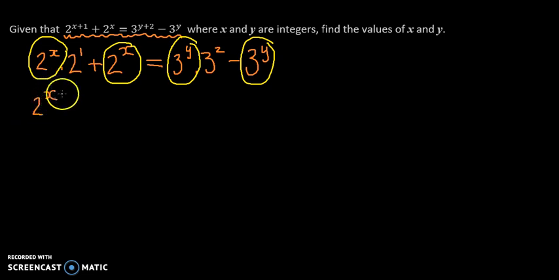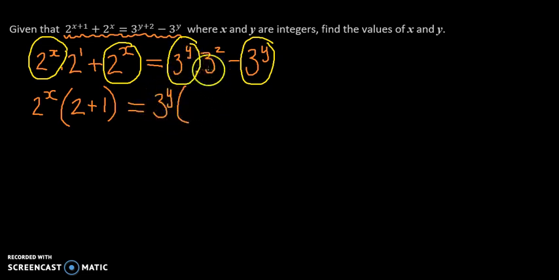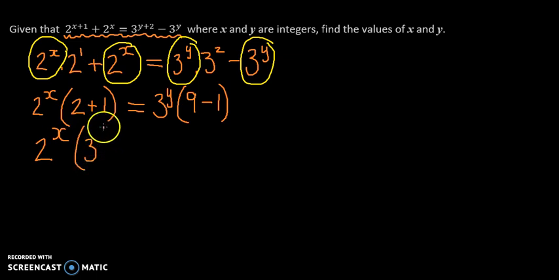2 to the power of x, and we're left with 2 to the power of 1, which is 2, and 2 to the power of x disappears, leaving 1 behind. That's nice and easy, isn't it? And on the other side, we take out 3 to the power of y as a common factor, which means we're left with 3 squared, let's write it down as 9, minus, well, 3 to the power of y is taken out, so we're minusing 1. So now we have 2 to the power of x times 3, and 3 to the power of y times 8.